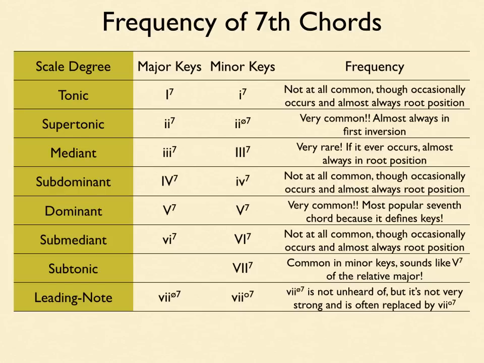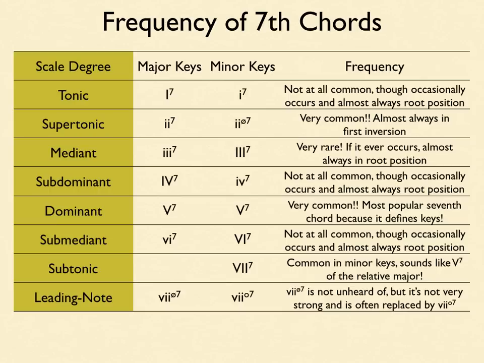For subdominant triads, or sorry, subdominant seventh chords, again, not all that common. It's going to be a major seventh chord in major keys and a minor seventh chord in minor keys, your subdominant chords. Not all that common, although they occasionally occur and almost always in root position.